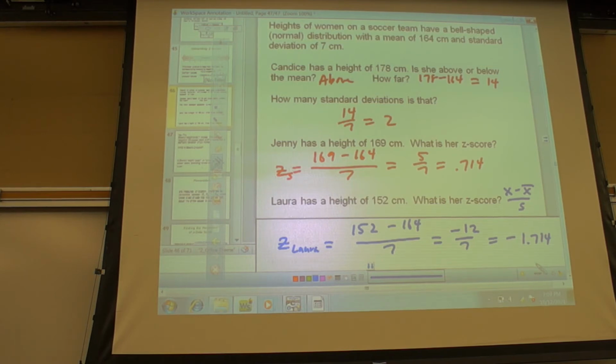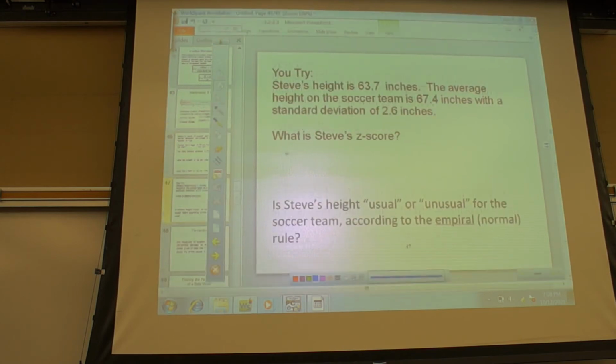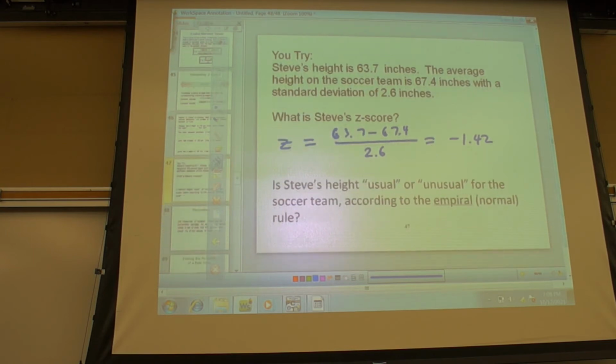Okay, so we'll take a look at Steve. The z-score is going to be 63.7 minus 67.4, divided by the standard deviation 2.6, and you guys got what? 1.422? Good? All right, for z-scores, I want 2 decimal places. Typically people do 2 decimal places on that.